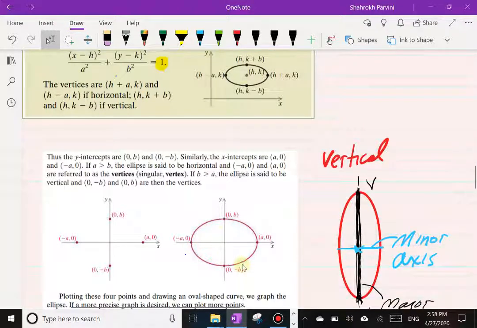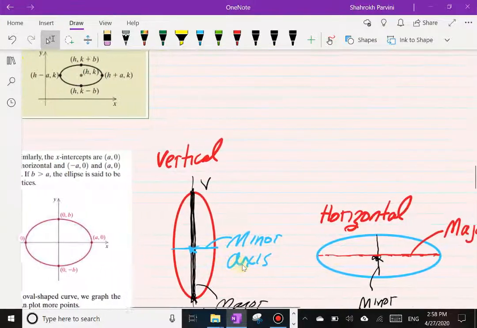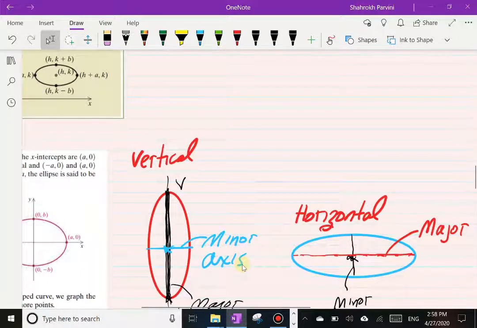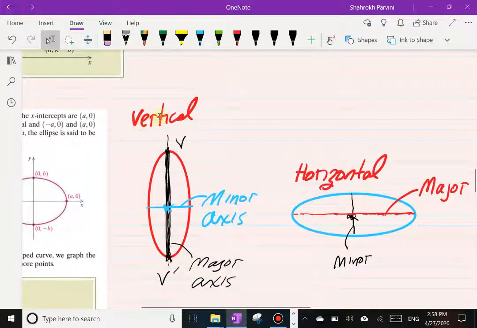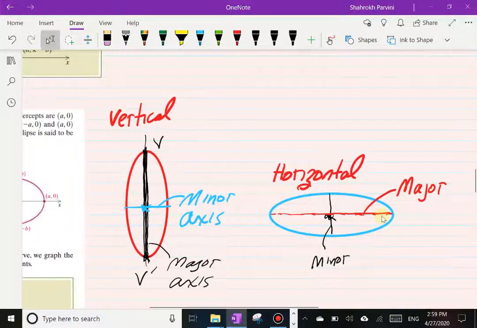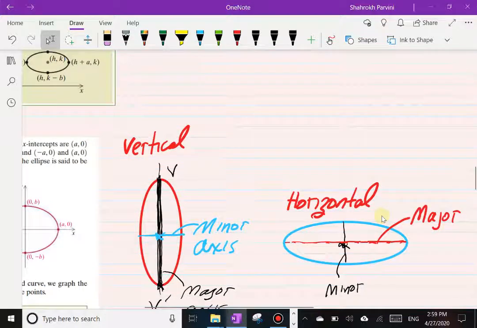Now, I just want to mention a couple of things. Oftentimes, we refer to these ellipses as vertical or horizontal ellipses. So what do we mean by vertical? What do we mean by horizontal ellipses? As these diagrams may suggest, in this one the major axis is vertical, so we call it a vertical ellipse. And here the major axis is horizontal, so we call these horizontal ellipses.